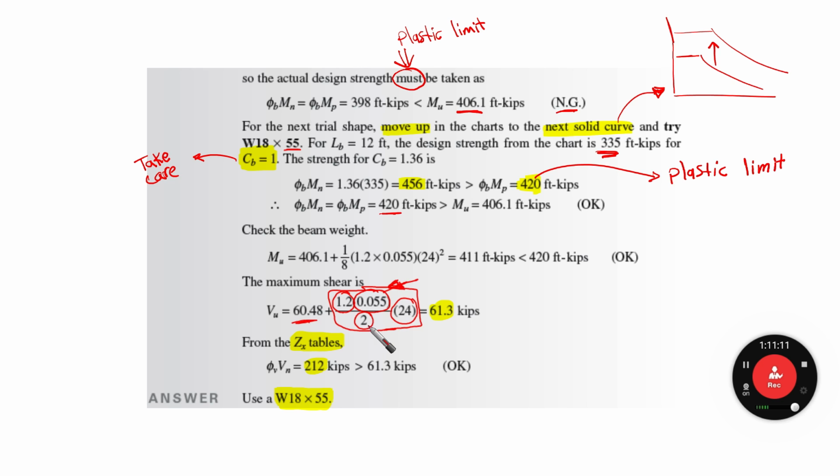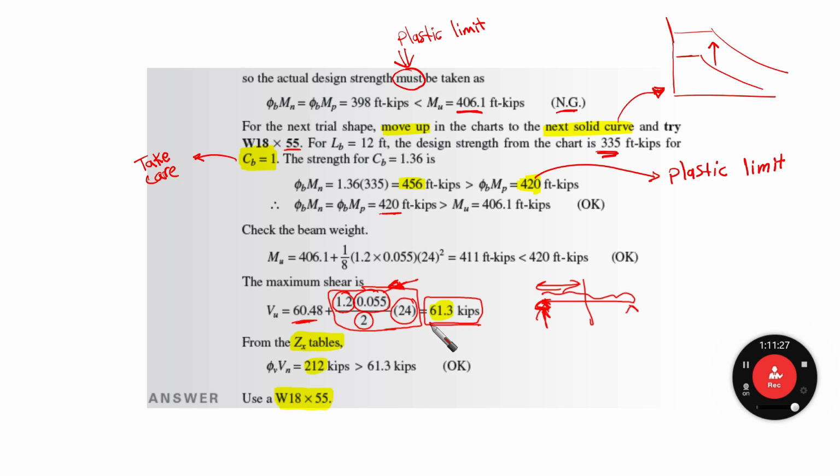2, which means that we are having the distributed load reaction for half of the length, because we are talking about the reaction, for example, on the left. So it is going to give us 61.3 kips.